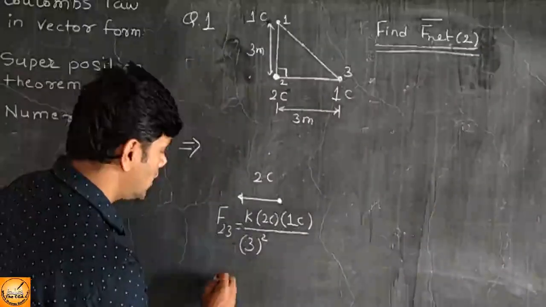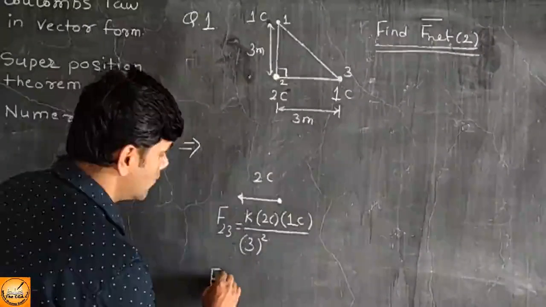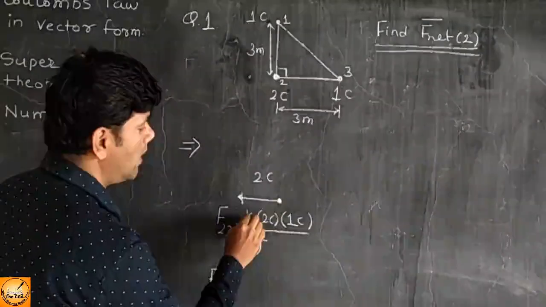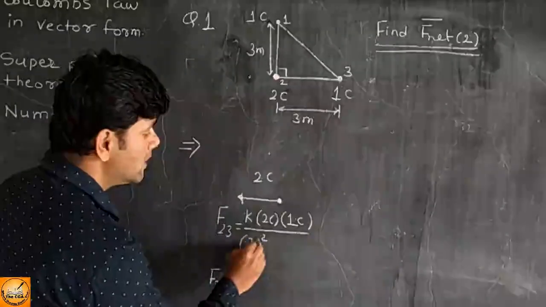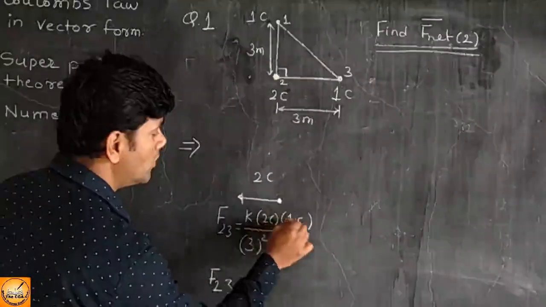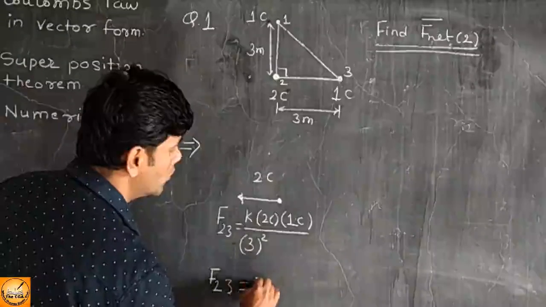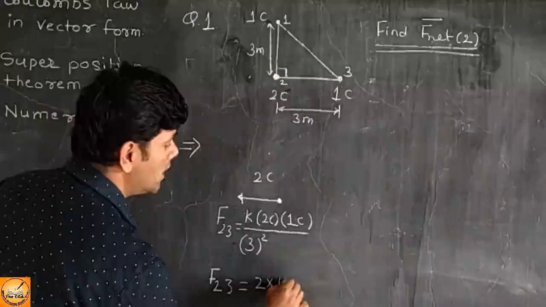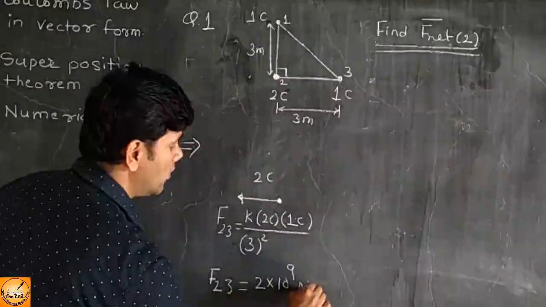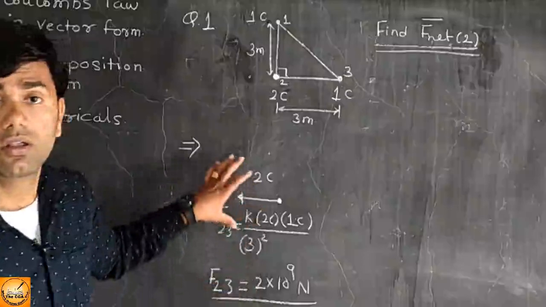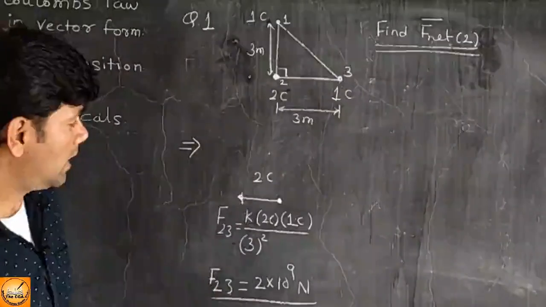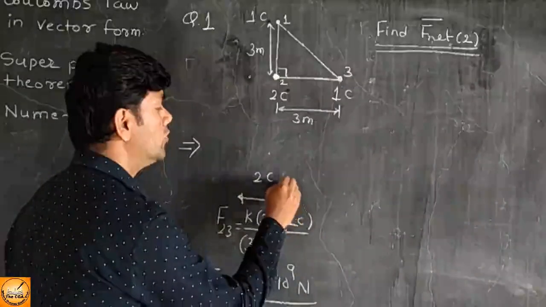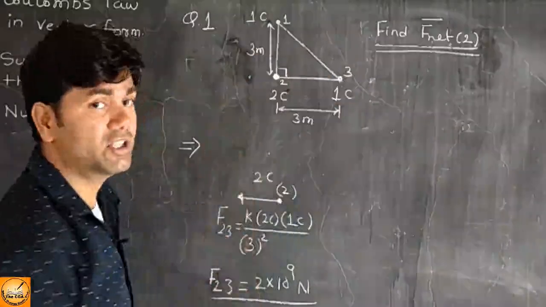So I can write vectorially this force F on 2 due to 3 will be equal to K 2 into 1. K value is 9 into 10 to the power 9. 3 square is 9. So what are we going to get? 2 into 1, that is 2. 9 into 10 to the power 9 divided by 9 will be 2 into 10 to the power 9 Newton. This calculation you can pause and solve, right? Okay. So this is about the force on 2 coulomb charge due to this third charge.